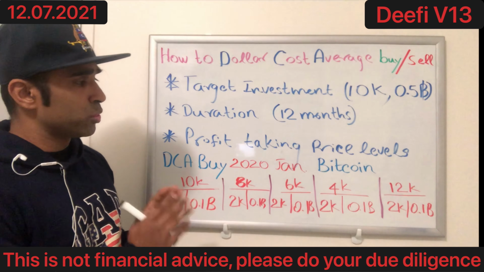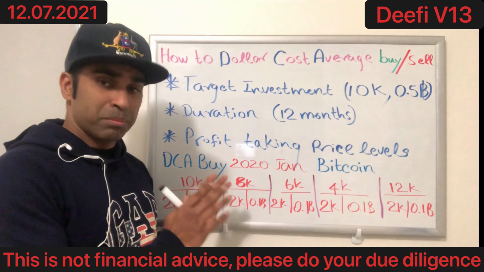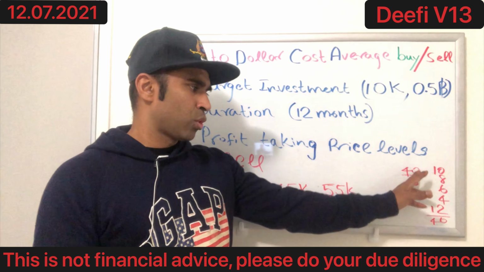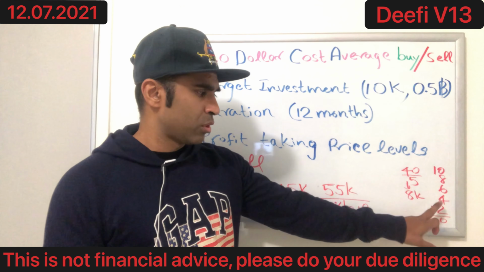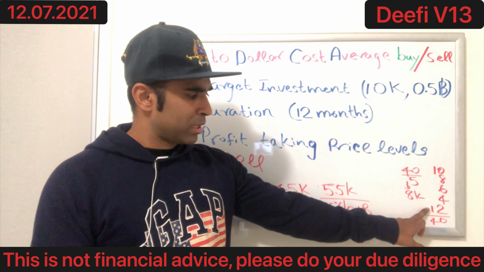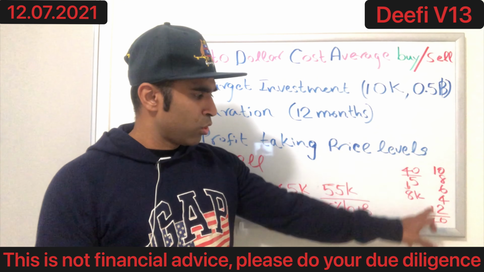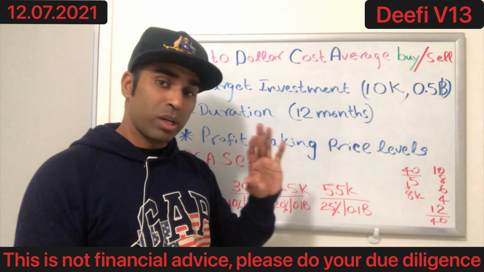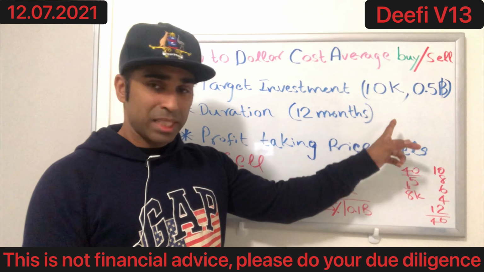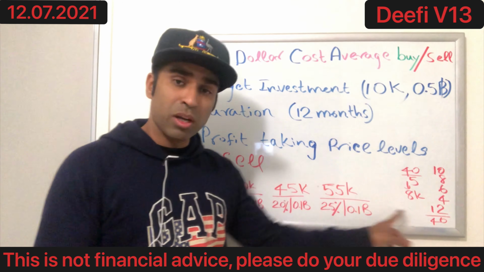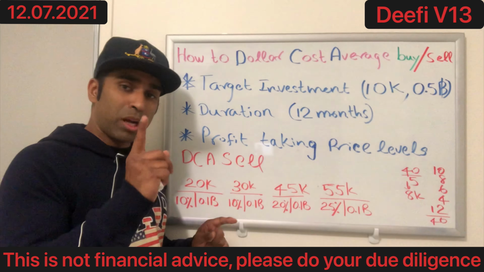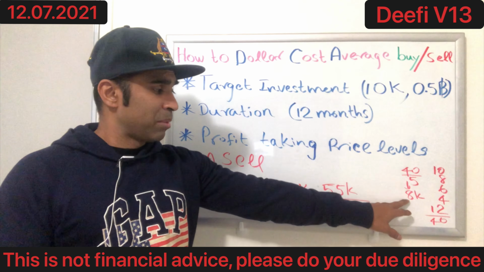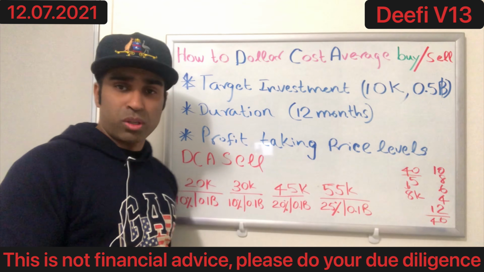So this is how you do a dollar cost average buy. Now you bought $2,000 worth of Bitcoin at 10,000, 8,000, 6,000, 4,000, and 12,000. When you add all that, it comes to 40 divided by 5, because you bought Bitcoin 5 times, 2,000 each, and your average price is $8,000. So it's as if you bought one Bitcoin, investing 10K when Bitcoin is at $8,000.